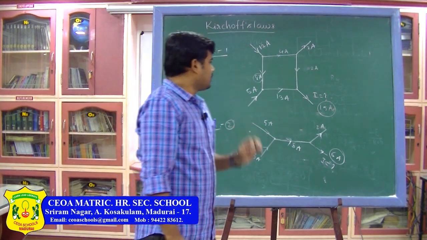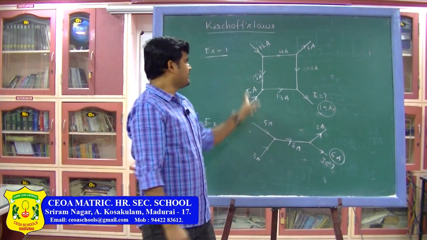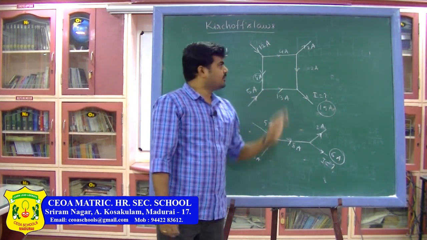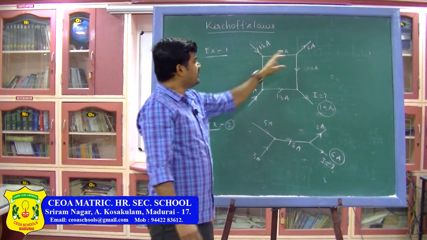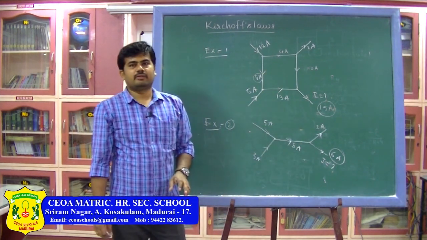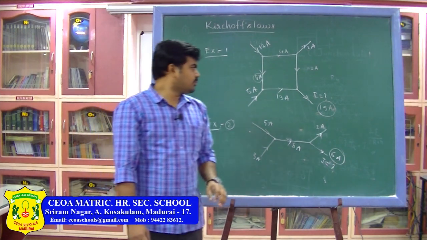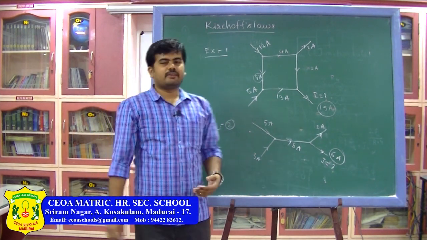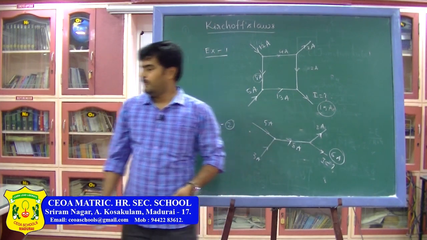Remember, the total current which is entering the junction must be equal to the total current which is leaving the junction. So, if you apply that equation for each junction, you can get the unknown value of current in the given network. So, these are the two problems. Now, let us move on to the second Kirchhoff's law, that is Kirchhoff's voltage law.